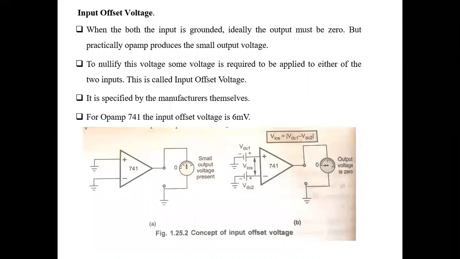Input offset voltage. When both the inputs are grounded, ideally the output must be 0. But practically, the op-amp produces a small output voltage. To nullify this voltage, some voltage is required to be applied to either of the two inputs. This is called input offset voltage. It is specified by the manufacturers themselves. For IC 741, the input offset voltage is 6 millivolt.